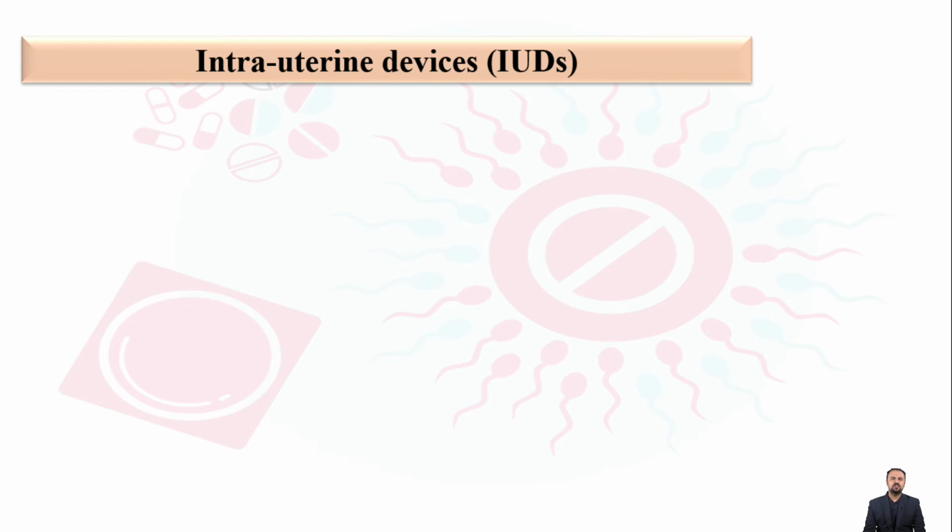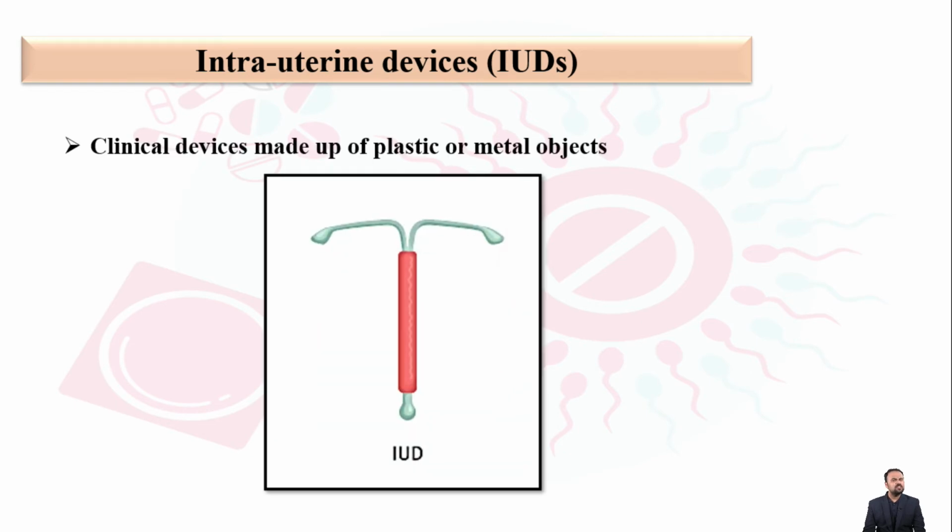Moving on, students, now let us talk about another method to prevent pregnancies, that is the intrauterine devices, which is abbreviated as IUDs. Now students, these are clinical devices made up of plastic, or sometimes they are made up of metals. Now what you see here is an IUD made up of plastic, but it has a covering of copper metal over it.